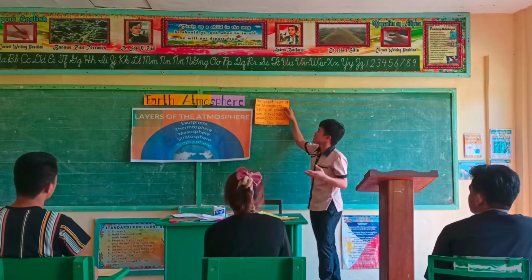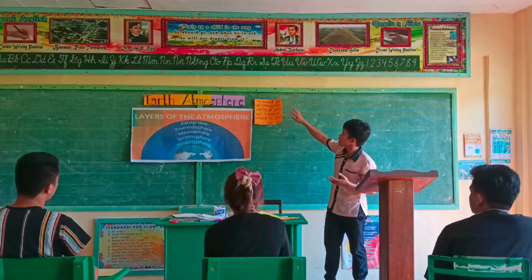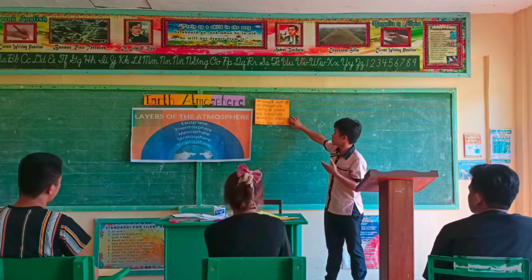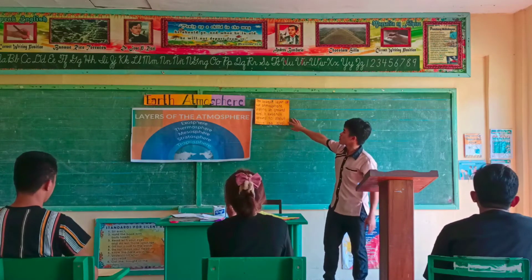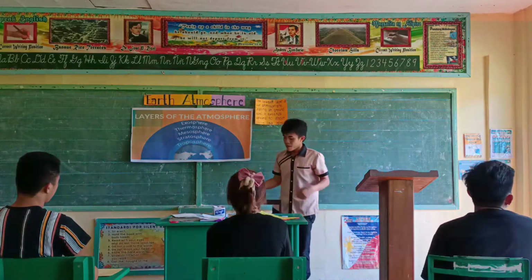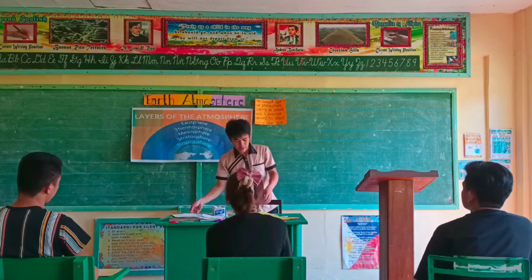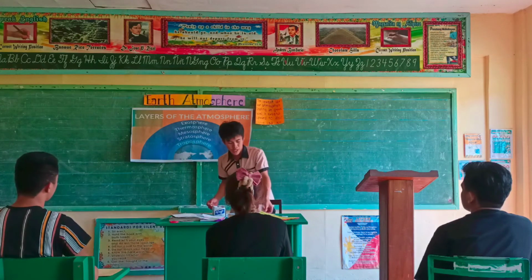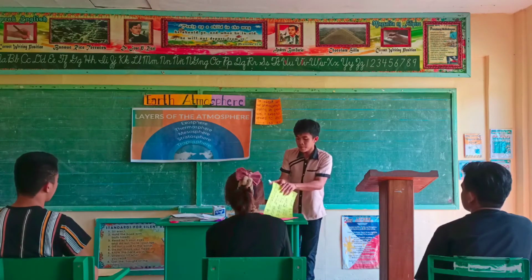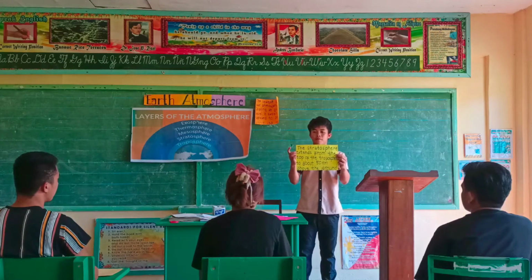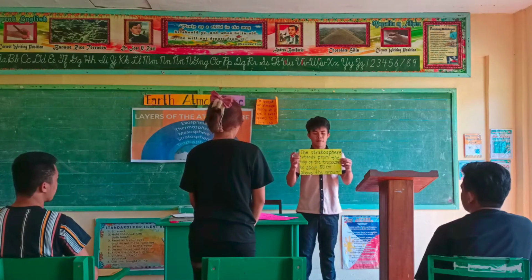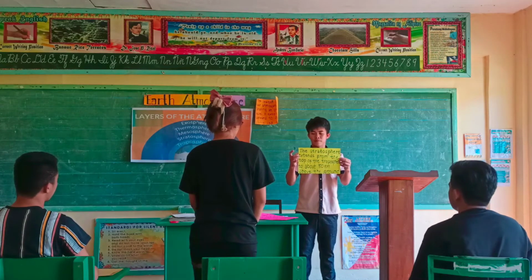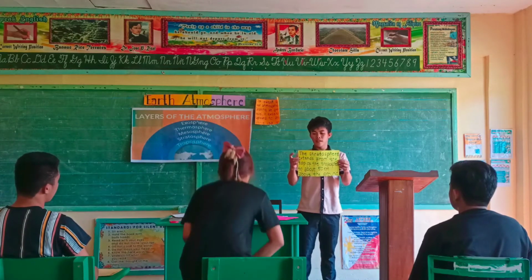The troposphere is the lowest layer of our atmosphere, starting at ground level, and it extends upward to about above sea level. So in the second part of the layers of the atmosphere, we have the stratosphere. Kindly please read it, Hannah. The stratosphere extends from the top of the troposphere to about 50 kilometers above the ground. Yes.